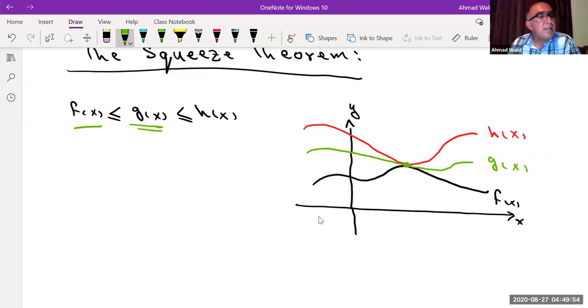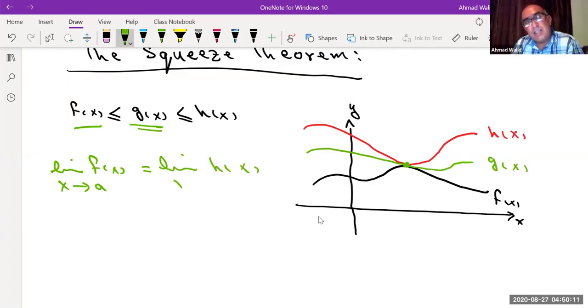You can write from here, and you have another relation that the limit of f of x as x approaches a equals the limit of h of x as x approaches a. You see, I brought both of them to one point. It means the limits of f of x and h of x are equal. It means they meet at one point, correct?